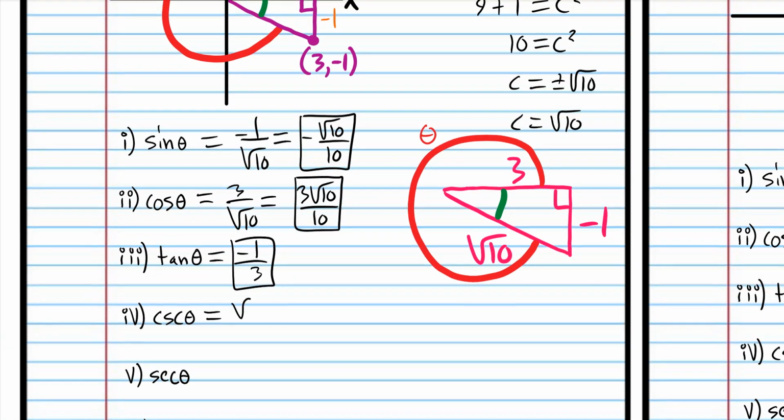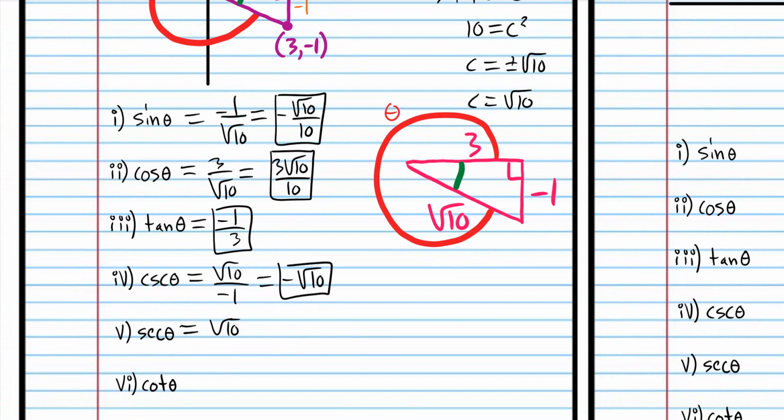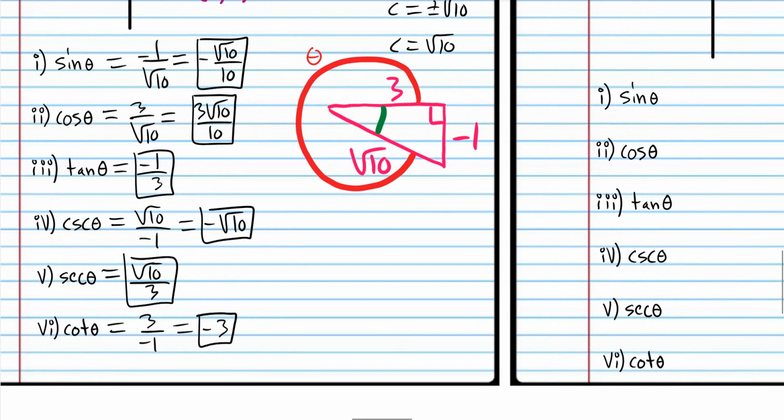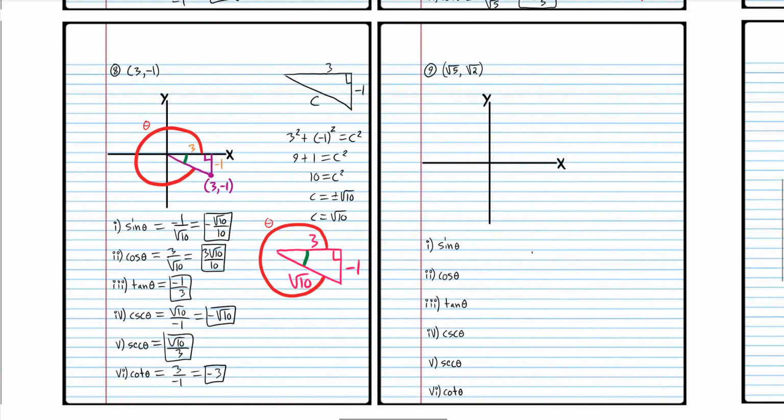Cosecant theta is the hypotenuse divided by the side opposite the green reference angle. Secant theta is the hypotenuse divided by the side adjacent the green reference angle. And cotangent is the side adjacent the green reference angle divided by the opposite side of the green reference angle. And so there you go. So given a point on the terminal side of an angle in standard position, we're able to find the 6 basic trigonometric functions of that angle.